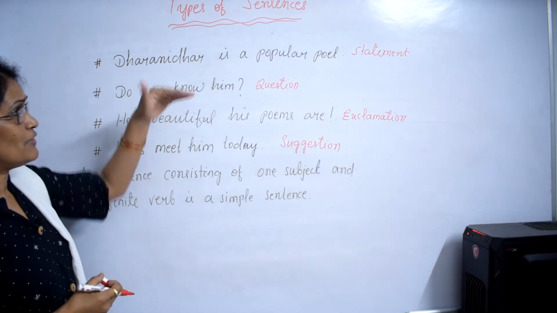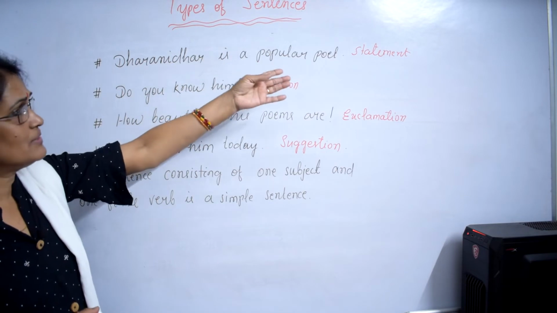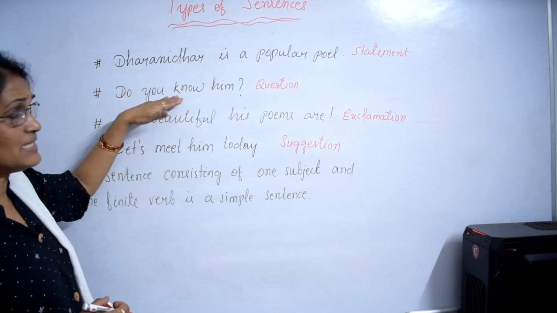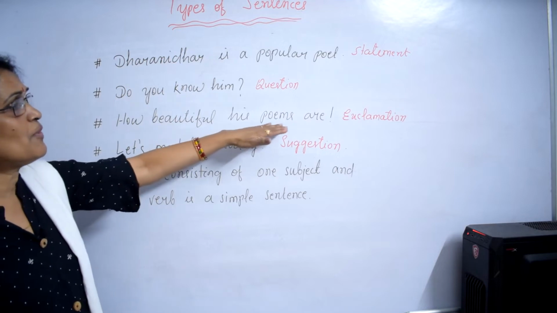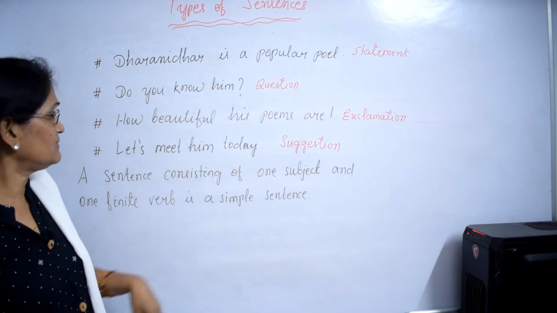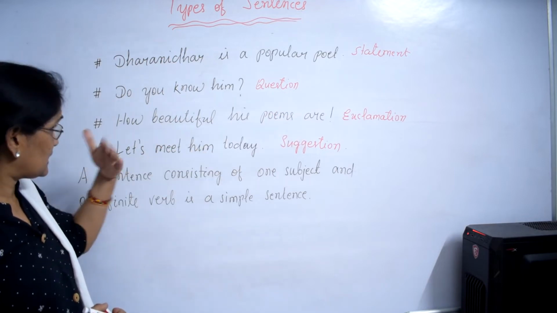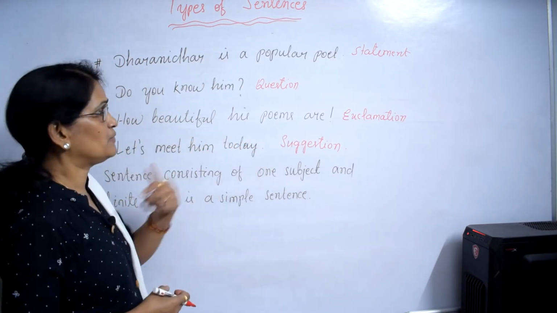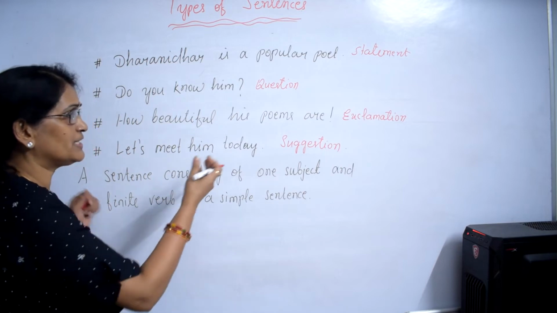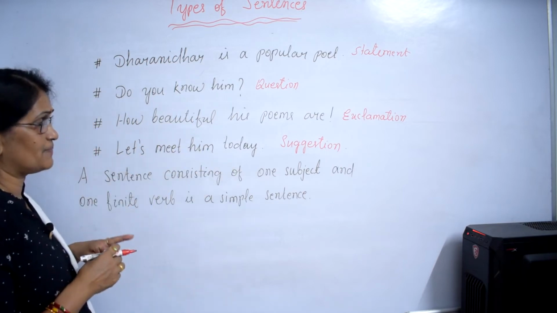Okay. First sentence states something, so statement. Second sentence asks a question, question sentence. How beautiful his poems are. Exclamation sentence. Then exclamatory sentence, it shows exclamation. Let's meet him today, one suggestion. So it is one imperative sentence.